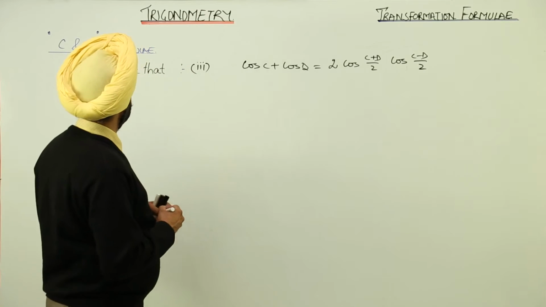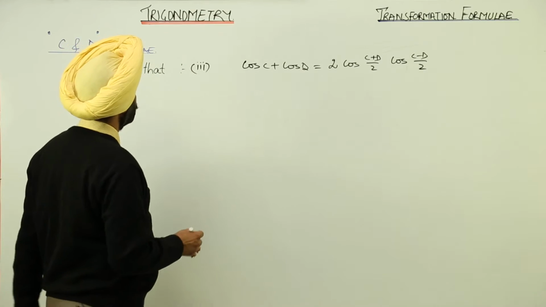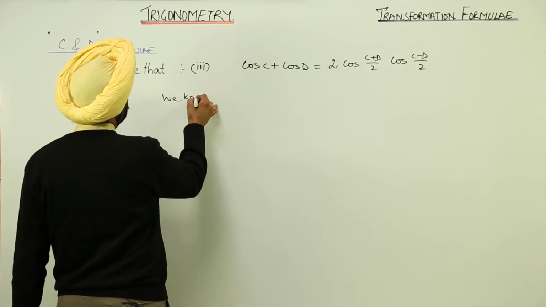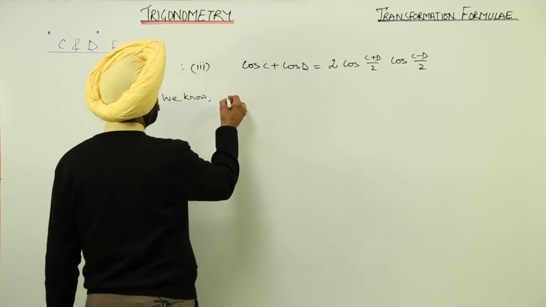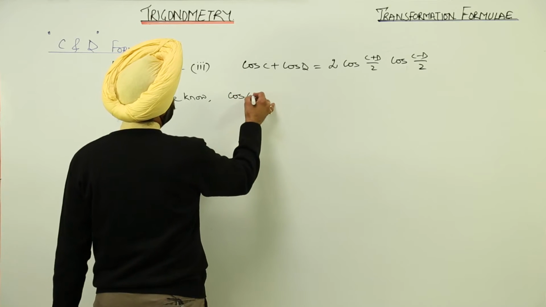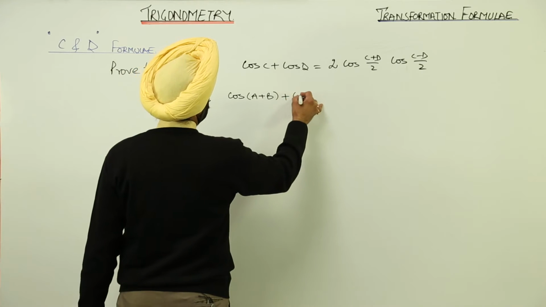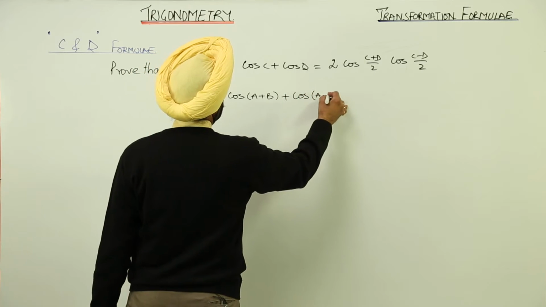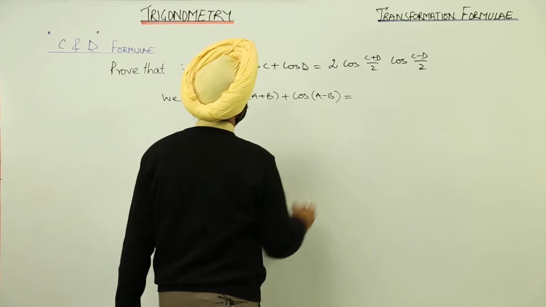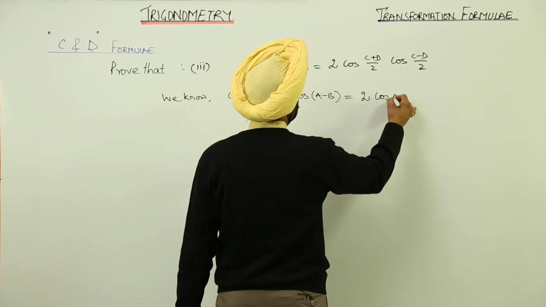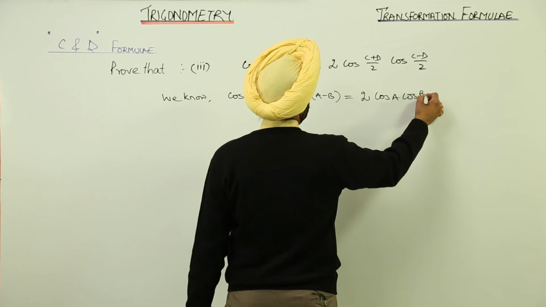Now third formula to prove under C and D. Now we know cos A plus B plus cos A negative of B is equal to twice of cos A cos B.